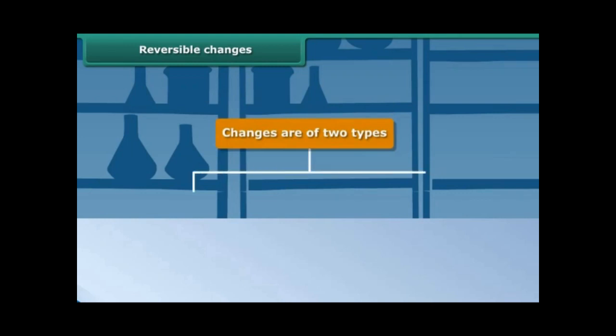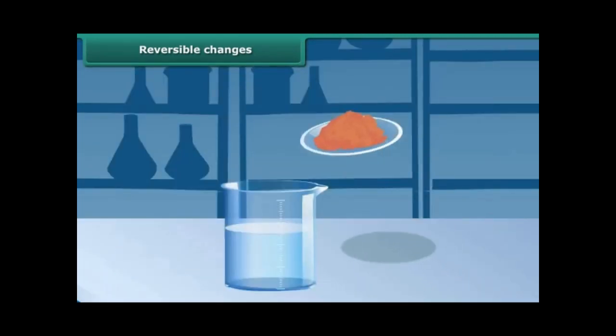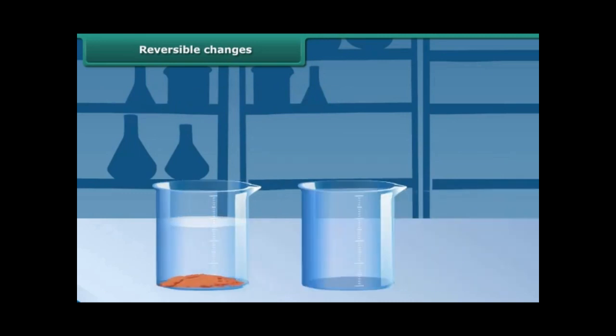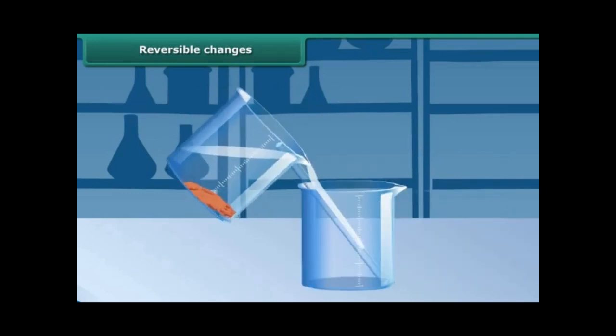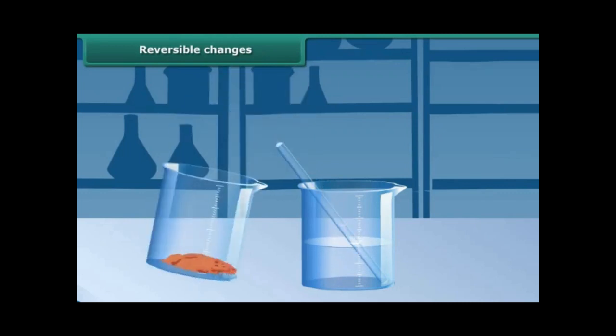Changes are of two types, reversible and irreversible. Changes that can be reverted to their original state are reversible changes. Let's try this. Take some sand and mix it in water. Would you be able to remove sand from water after they are mixed together?